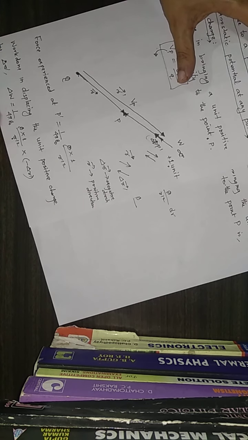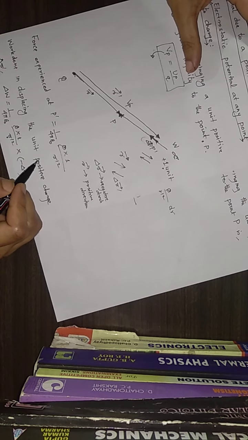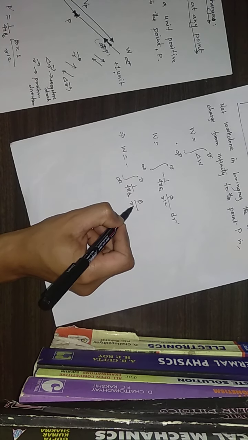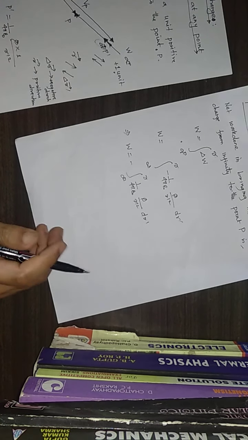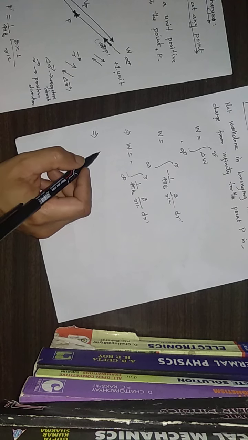So make all the delta r to be delta r dash. This is also delta r dash. So this is also delta r dash. That becomes dr dash. So q by r dash square dr dash. So now integrate this quantity inside the bracket.